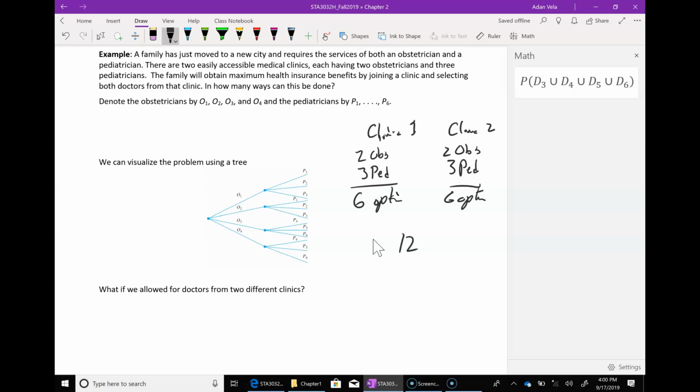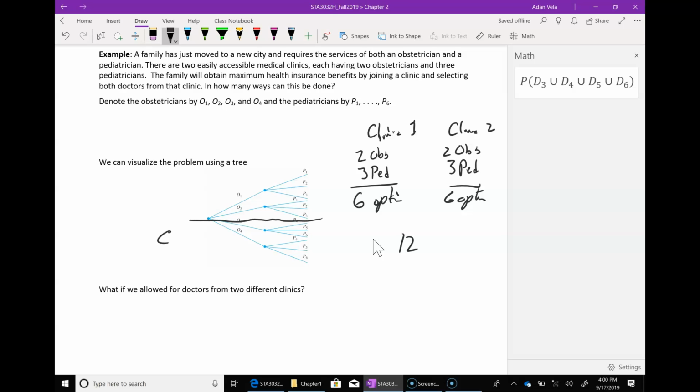Now, one way you could visualize this is by making a tree. This is actually really common if we don't have any industrial engineers. But if you do stochastic optimization, trees are always really, really helpful.